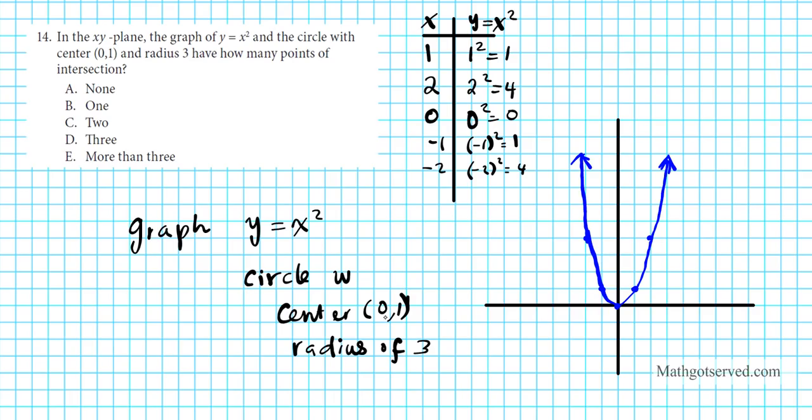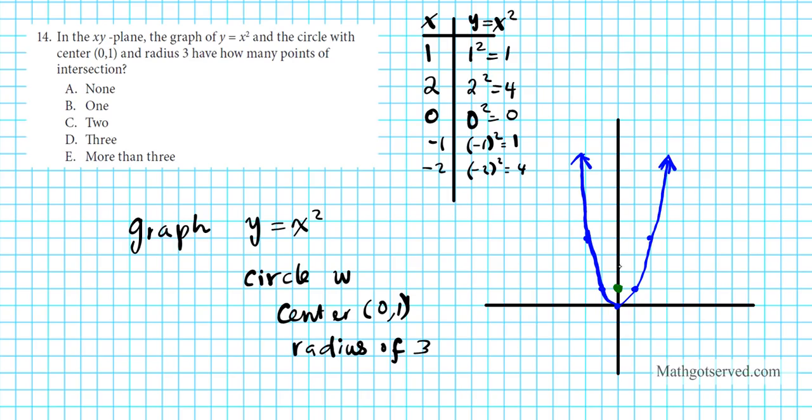A circle with center (0, 1), where 0 is on the x and 1 is on the y. All right, there goes the center, and radius 3. What on earth does radius 3 mean? It means that a collection of points 3 units away from here define the circumference of the circle. So we're going to go 3 units in all directions. I'm just going to go in four directions so that we have a general idea, okay?